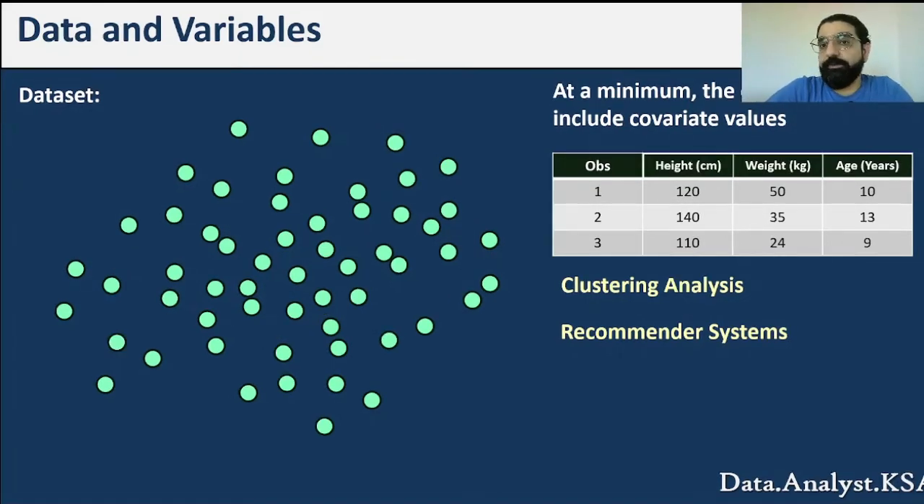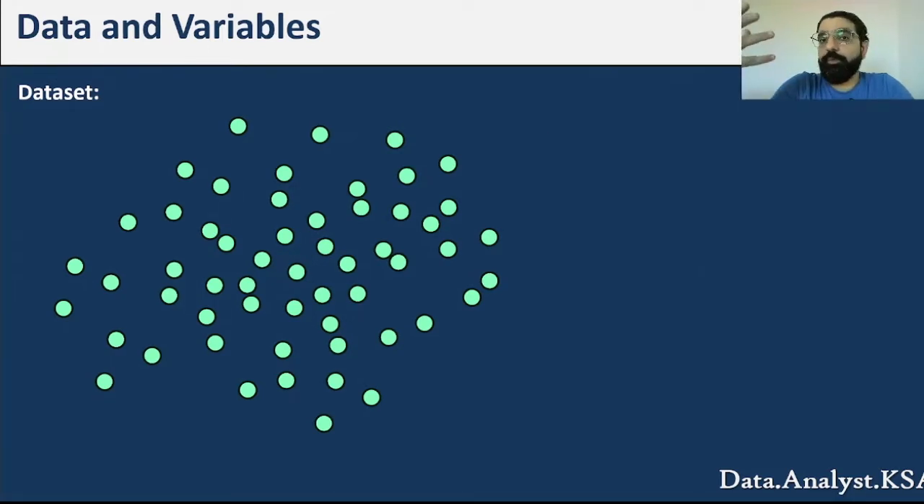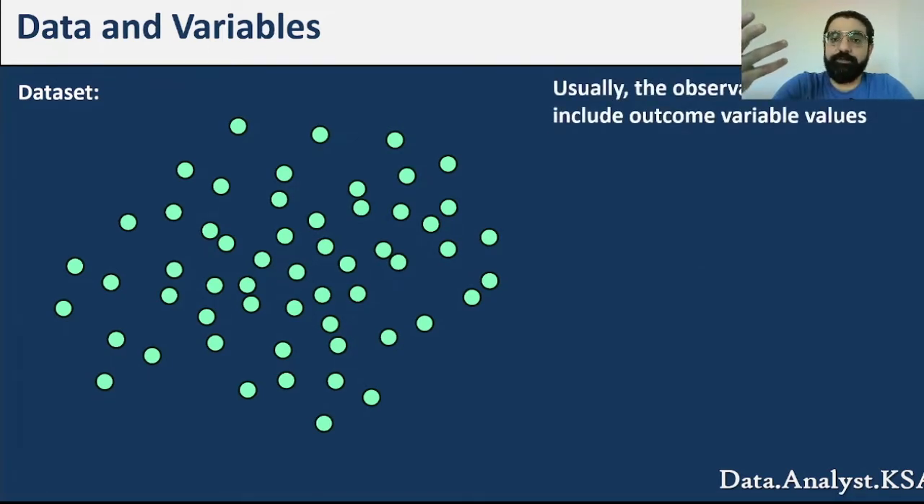So for example, these covariates could be representing height, weight, age. So now we have observation 1 with a height of 120, a weight of 50, and an age of 10. Now, usually you would have an outcome variable. So in your data set, there is some outcome variable that you are trying to relate to the covariates or the independent variables that you have.